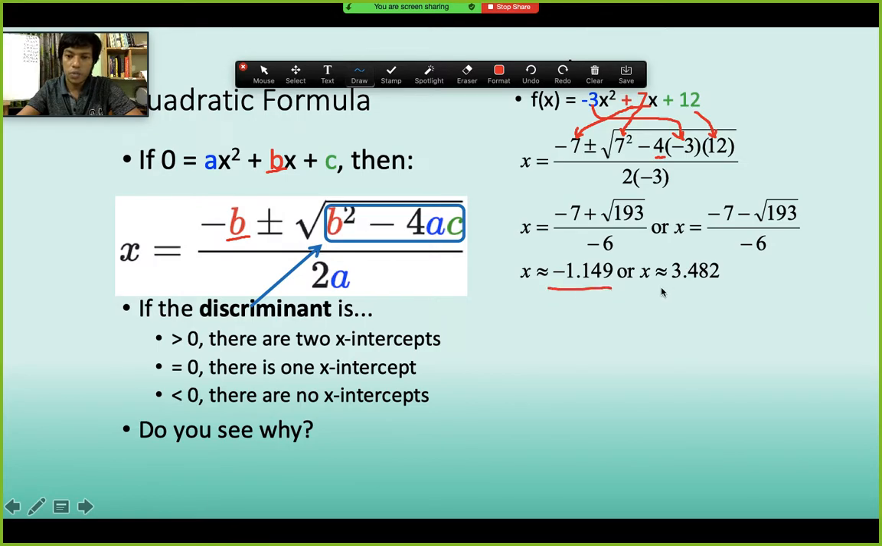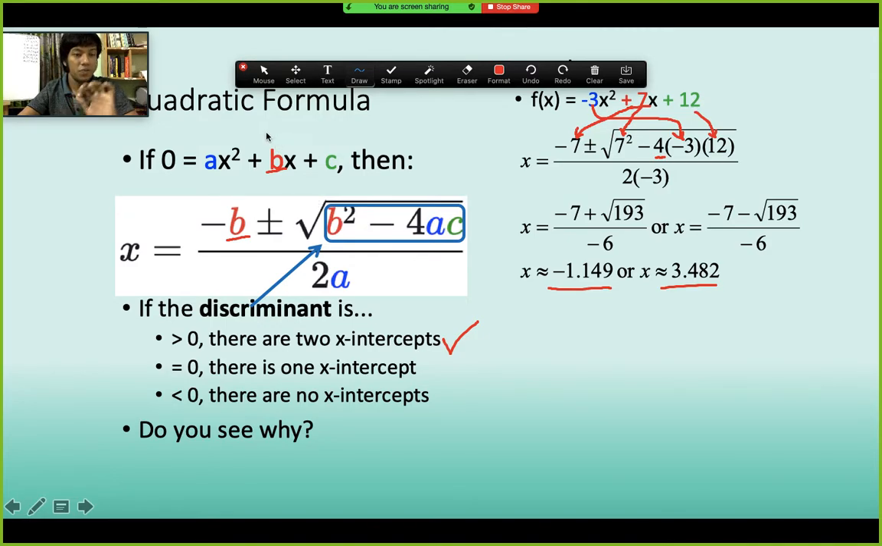So we get two different answers for plus and for minus. Of course, we will get two different answers. They are the x-intercepts, and you can see that this is approximately minus 1.149, and this is approximately 3.482. So we got two different solutions for this math. And of course, since square root of 193 is positive, this fits with rule number 1. So there will be two solutions here.